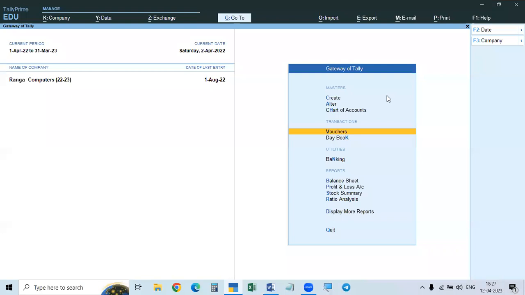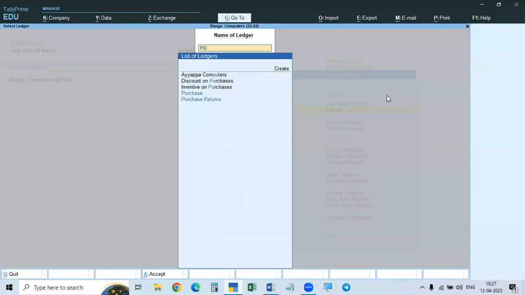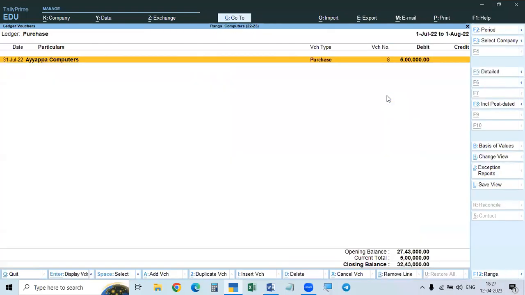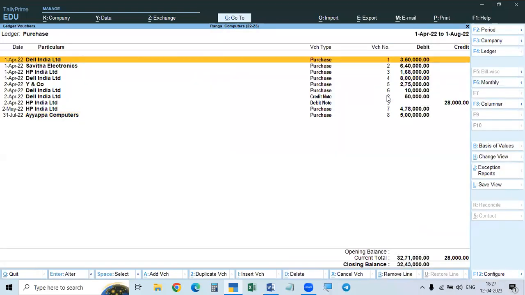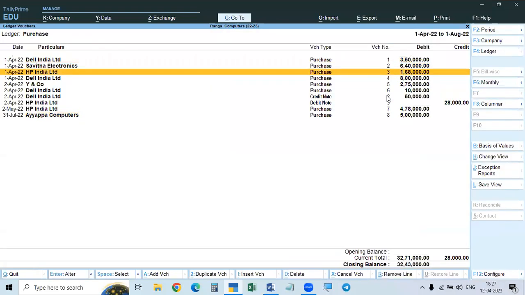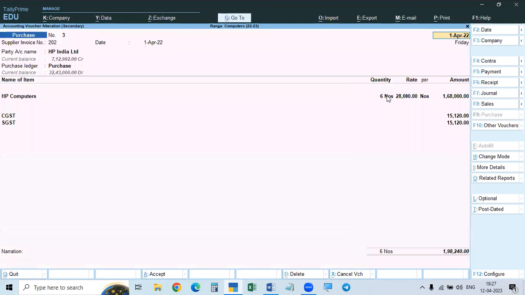Now another reason is the same thing here. Everything is the same. Here, in the same case with HP India Limited, we ordered six and they supplied six. The quantity is correct. This is another example. Six we ordered, they supplied six. No problem. There is no difference in the quantity.